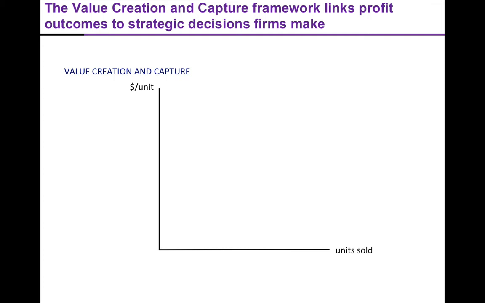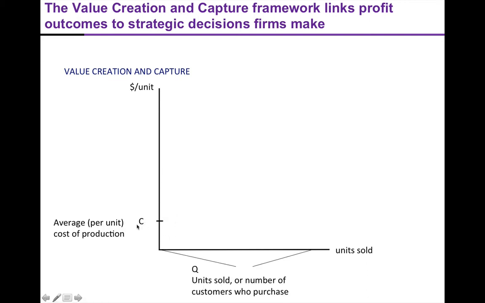Okay, so on the x-axis here we have units sold, and on the y-axis here we have average cost per unit. So how do we think about the value that a firm creates and the value that it captures? On average, the number of units that a firm sold can be thought of as this distance here between 0 and whatever the total units a firm creates, and the average cost that you can produce those units can be thought of as C, the line here on this graph.